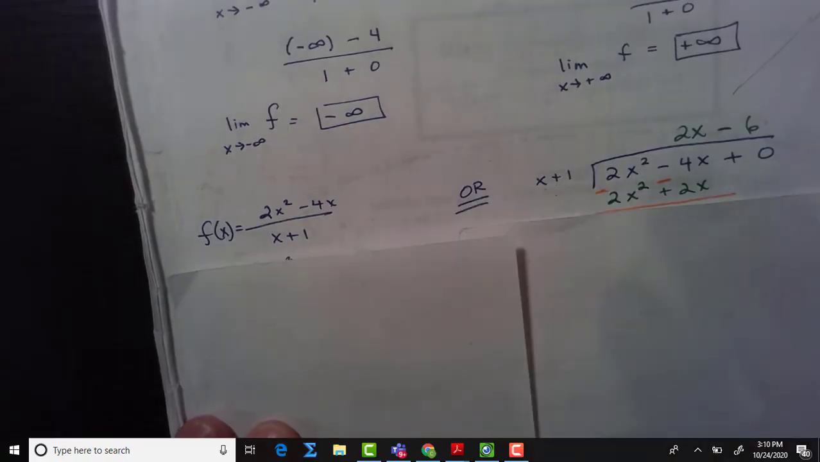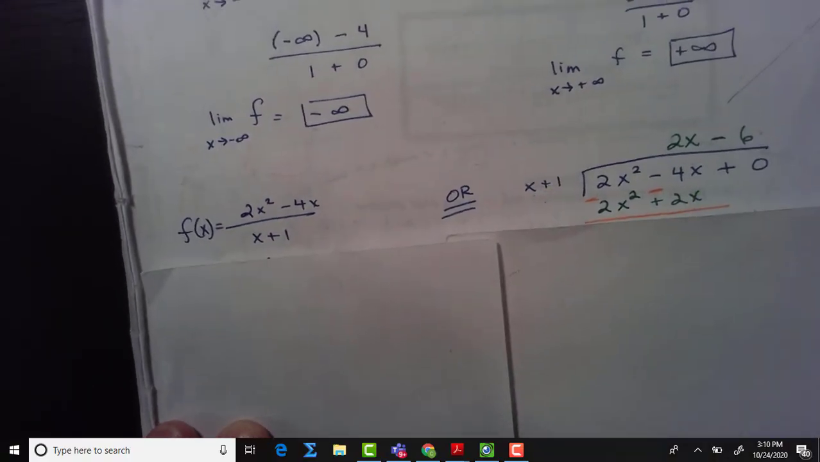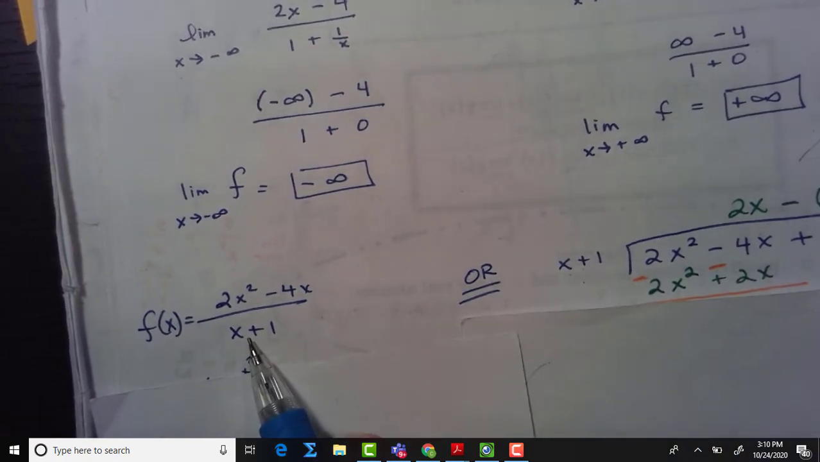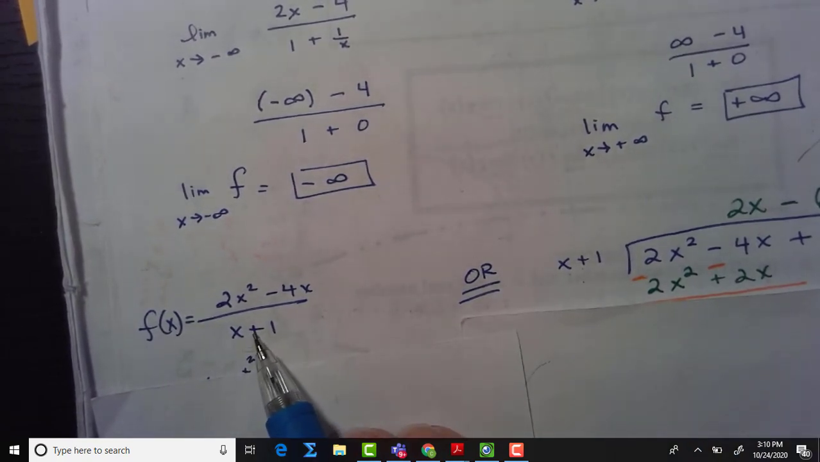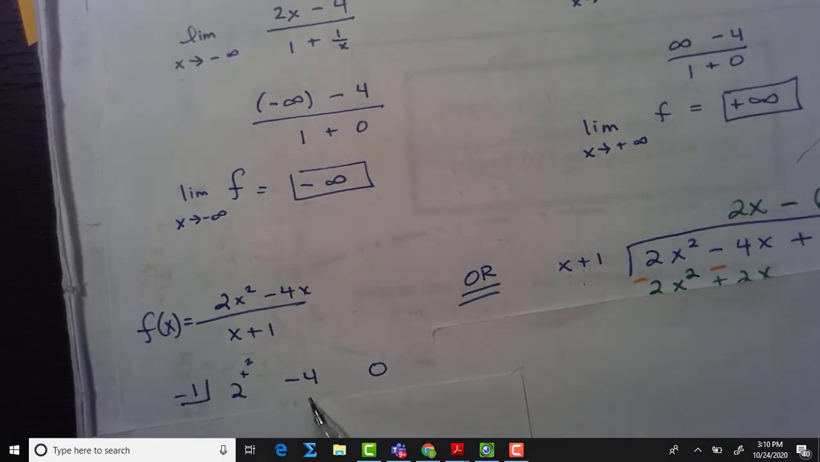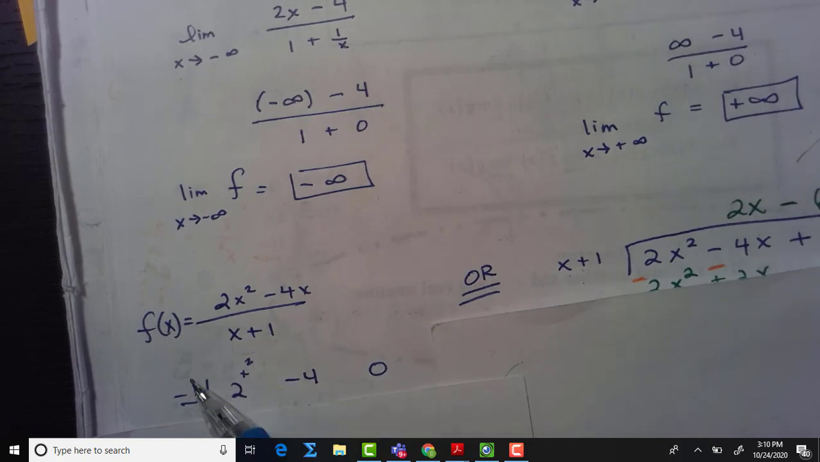Let's look at another way to think about doing this. What if we actually did synthetic division? We're dividing by a linear factor. What makes this 0 is negative 1. The coefficients of this polynomial here are 2 and negative 4. And negative 1 solves that, so that's what goes in our box.